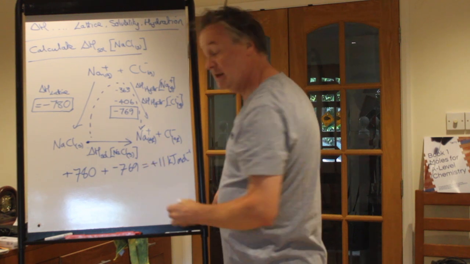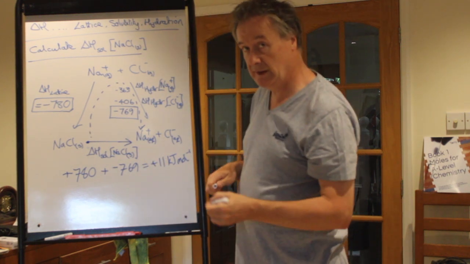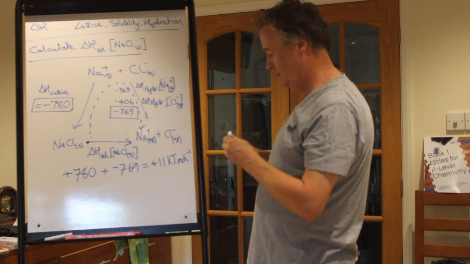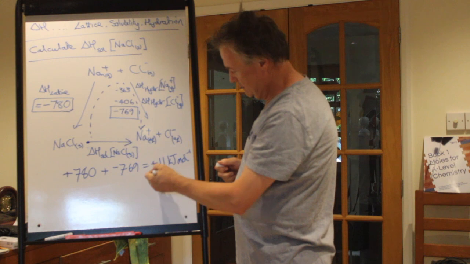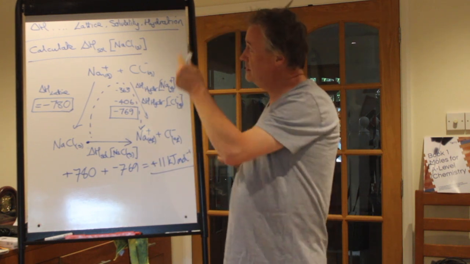Plus 11. I encourage you to put a sign on, make sure you've thought about the construction of the energy cycle and getting the sign right. Plus 11, like I said, not particularly large value. There's the enthalpy change of solution.